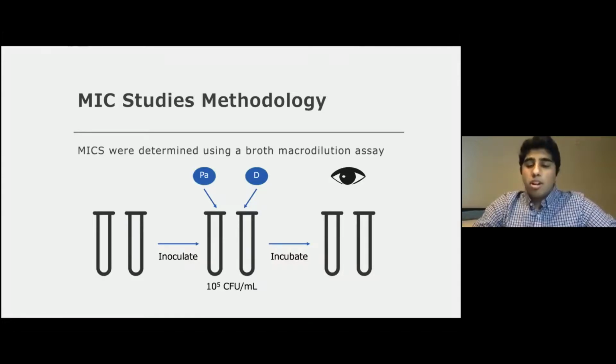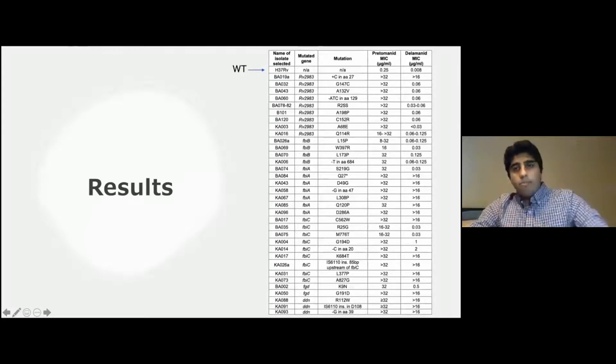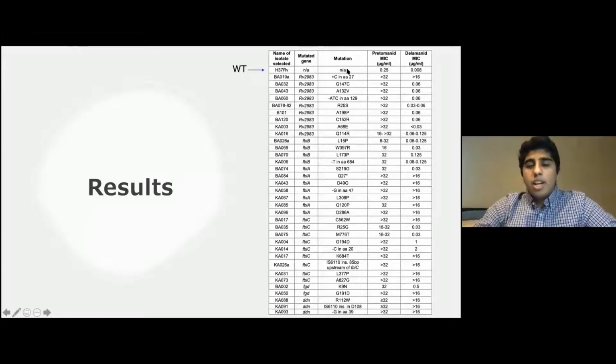Using this methodology, what I found is pretty much summarized in this table here. The first row refers to the MICs of protominid and delaminid in wild type mycobacteria. You can see those values right there. And it seems that for the vast majority of these genes, mutations in one gene give you tremendous resistance to both protominid and delaminid. If you see on the bottom of the table, certain mutations in the genes increased the resistance of the bacteria to pretomanid by a factor of 128, and the same with delaminid.